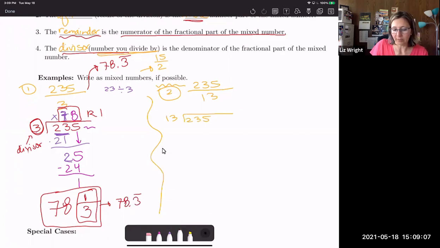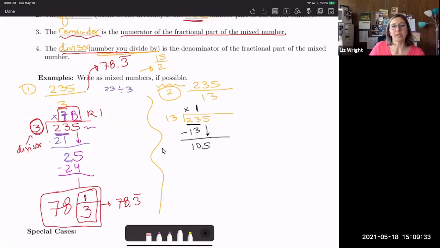So again, you're asking yourself, will it go into 2? No. Will it go into 23? Yes. How many times? Well, once, because if we did it twice, it'd be 26, right? So it's going to be 1 time. So 1 times 13 is going to give us 13, and then we subtract. That should give us 10. Is 10 less than 13? Yes. Bring down the 5.